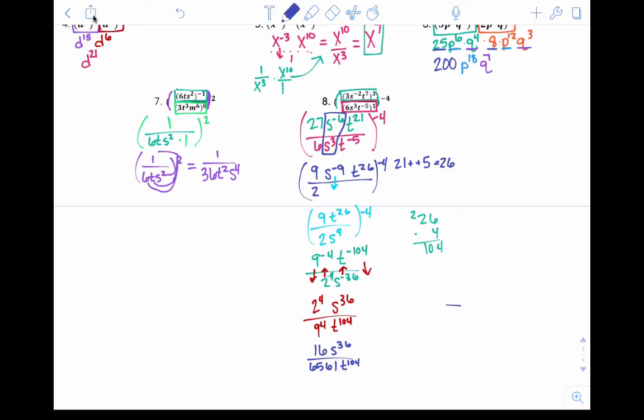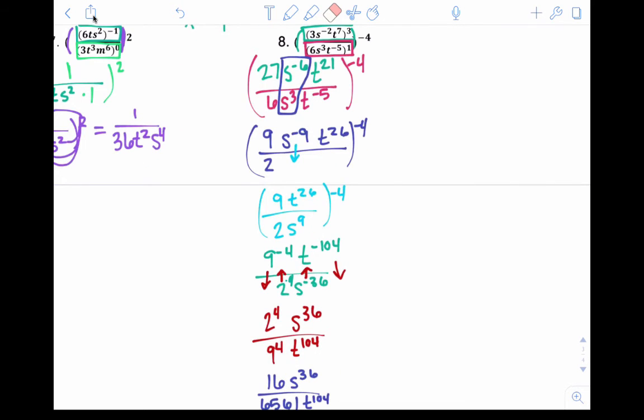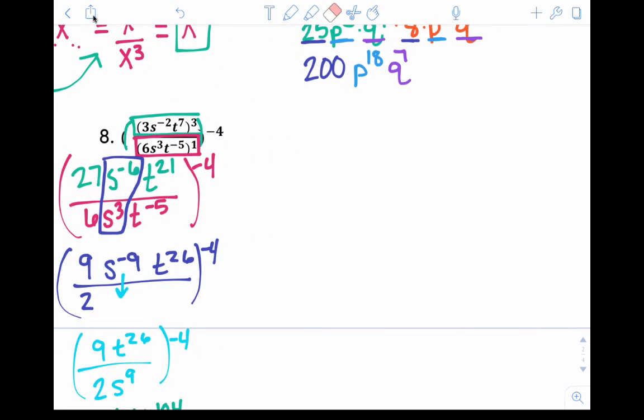Now another option would have been distributing that negative 4 first and then going through and simplifying it from there. So I'm going to show you what that looks like so that you can decide what you prefer when you're doing these problems on your own. All right. So first I'm going to distribute that negative 4. So in my numerator, that negative 4 is just going to go to those powers there.